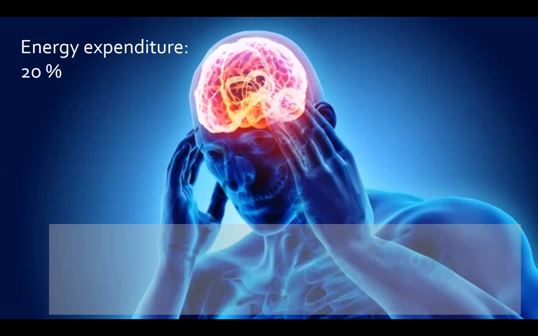We have a super large brain that consumes 20% of all the energy we consume. So if I eat 2,000 calories, 400 of these go straight to the brain to make that operate. Still, it only makes up 2% of the body weight. So this is a very expensive tissue, basically. And it comes with a cost.